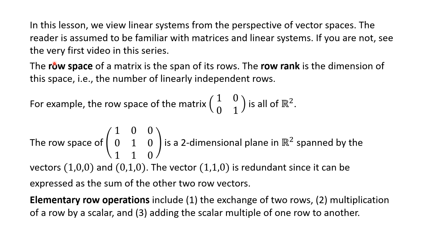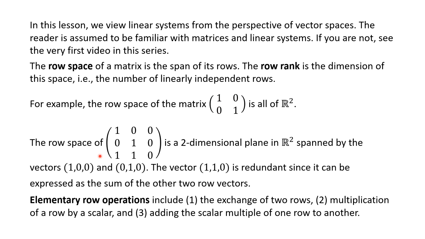Let's start with the concept of a row space. A row space of a matrix is the span of its rows. We've talked about span in previous lessons. And the row rank is the dimension of this space, the number of linearly independent rows. So for example, we have this matrix here, 1, 0, 0, 1. This is the identity matrix in 2 dimensions, and that has row space equivalent to all of R2, and the rank is 2. These are 2 independent rows.